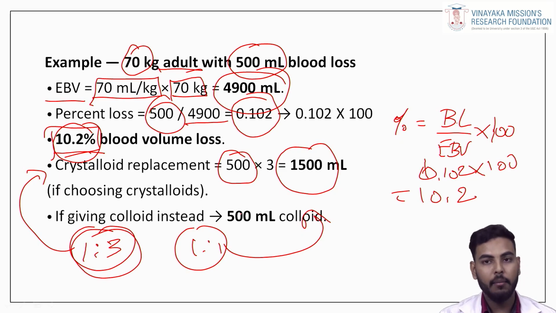So here 500 ml of blood is lost. When we are going to administer colloid, we will be administering the same amount of colloid because of the 1:1 ratio. 500 ml of blood is lost, 500 ml of colloid is administered to the patient. So this is a way to calculate the blood loss and replace it with the crystalloid or colloid solution. Always remember the replacement rules, as I said: 1:3 for crystalloids, 1:1 for colloids.